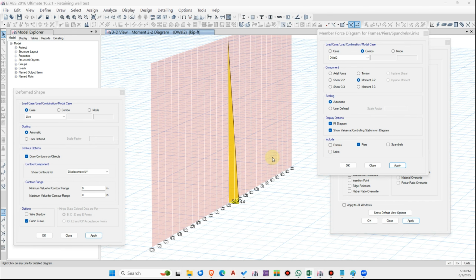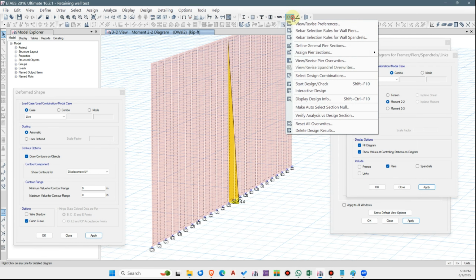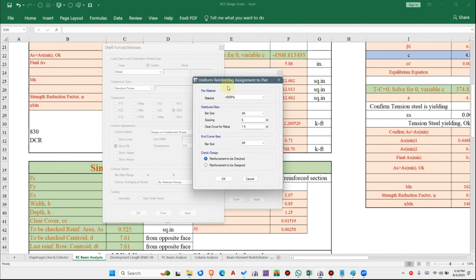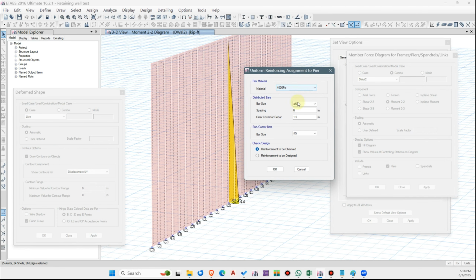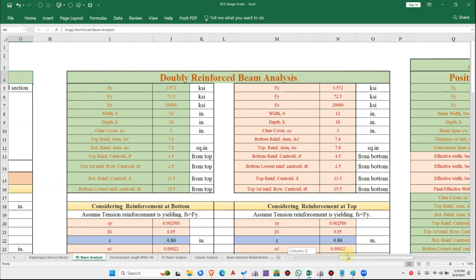Now let us design it applying the uniform reinforcing method. Just select the wall and then apply uniform reinforcing. Then 4000 psi concrete, number 5 bar, spacing 6, clear cover is 1.5, end bar is also number 5, actually 16 mm rebar. The reinforcement to be checked is to be ticked here so that we can get the demand capacity ratio. And here similarly I am preparing an Excel sheet, which I can prepare for single reinforced or maybe double reinforced as I like.